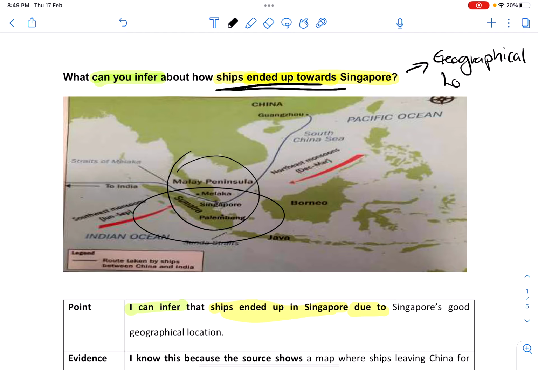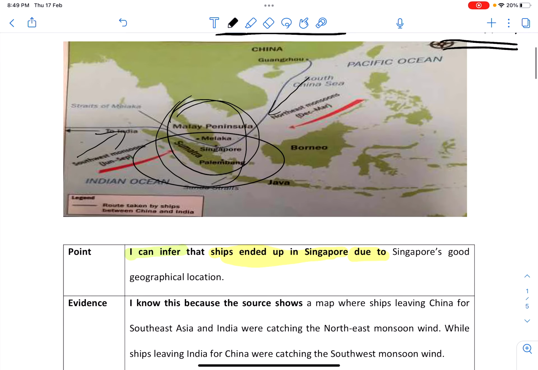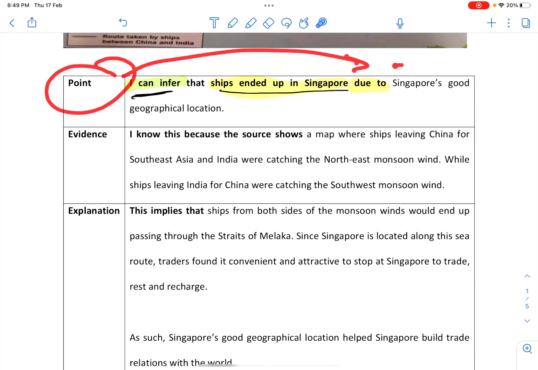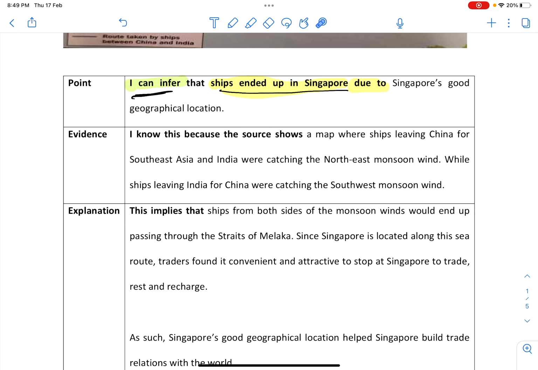So now we're talking about location in the map. So we're talking about Singapore's geographical location, because this is the ideal spot in the middle of both the southwest monsoon and the northeast monsoon. So my conclusion or my inference: I can infer ships ended up in Singapore due to our good geographical location. And this is your main inference or your point, right? The point is Singapore's good geographical location.